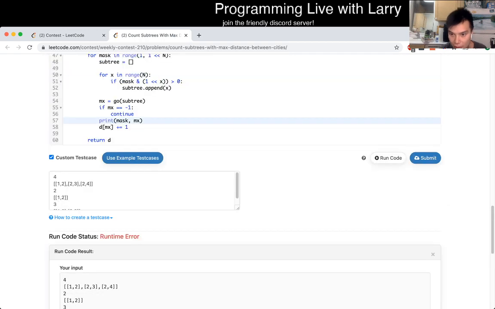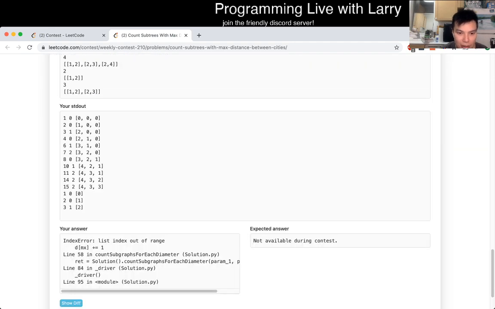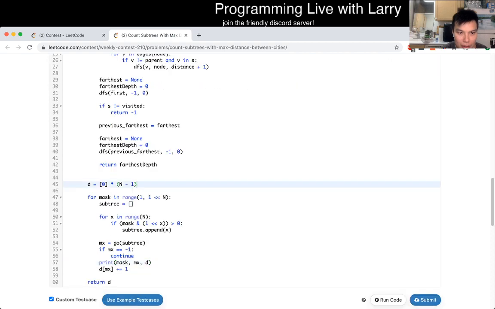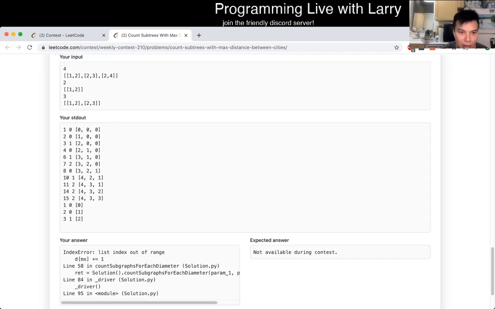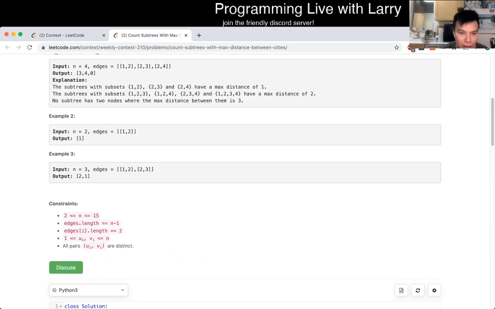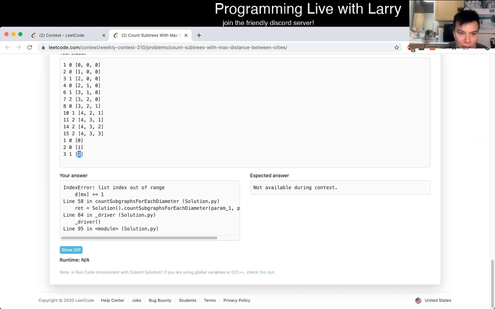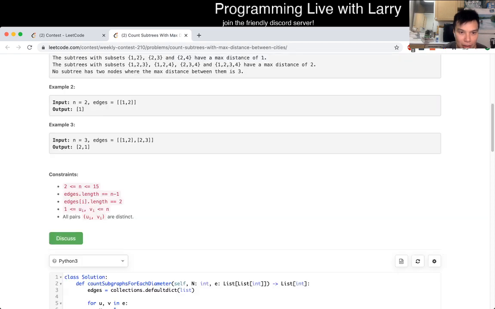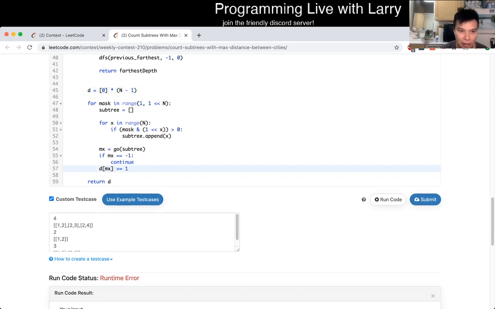Let's just print D. Why is this? Did I mess up N? N is 2, so we have 1 element away. So what am I looking at? The maximum distance between 2 cities, right? And it's 1. Oh, because 0 cannot exist. I'm just really bad at this. Whoops. So this is good.